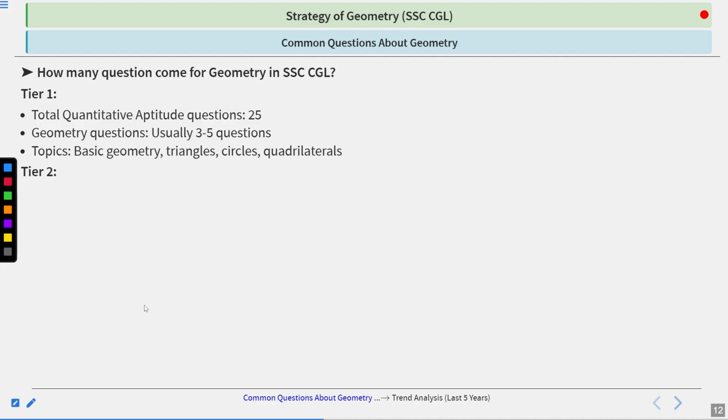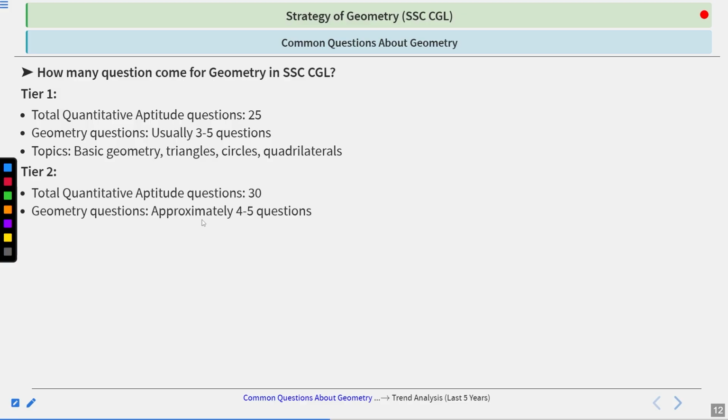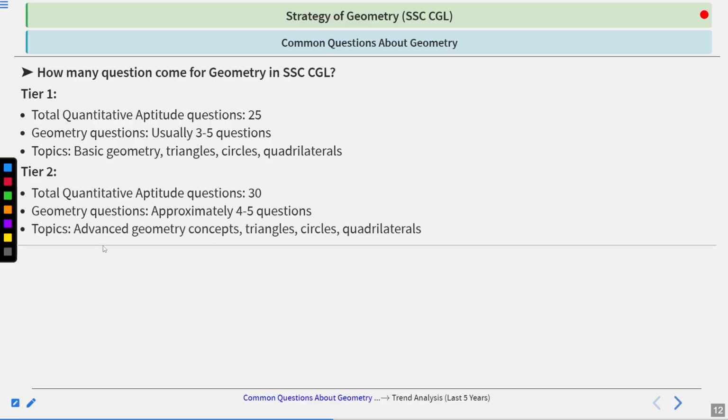These are the most important topics in SSC CGL exams. In Tier 2, the total quantitative aptitude questions will be 30 and the geometry questions approximately 4 to 5. Topics: advanced geometry concepts, triangle-based questions, circle-based questions and quadrilateral-based questions. So the weightage of this topic is very important in the SSC CGL exam.